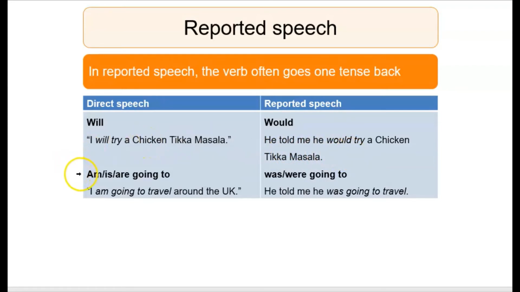And finally, am, is, are going to. That changes, again, one tense back to was, were going to. Okay? For example, he said, I'm going to travel around the UK. And I said to you, he told me he was going to travel around the UK. Okay?